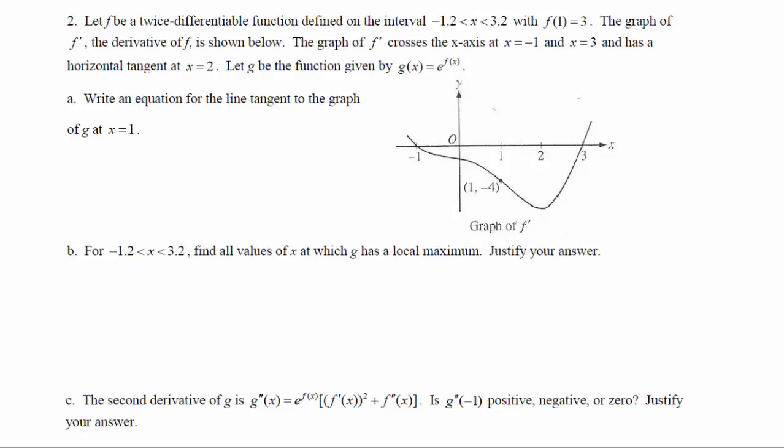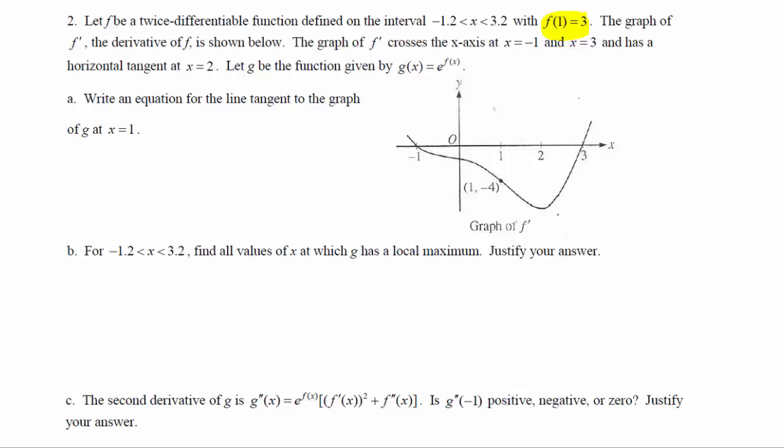So here's number 2 from the Chapter 5 AP packet. It says, let f be a twice differentiable function defined on the interval from -1.2 to 3.2, with f of 1 equals 3. So when I see that, I see an initial point that I'll probably be using somewhere. The graph of f prime, the derivative of f, is shown.